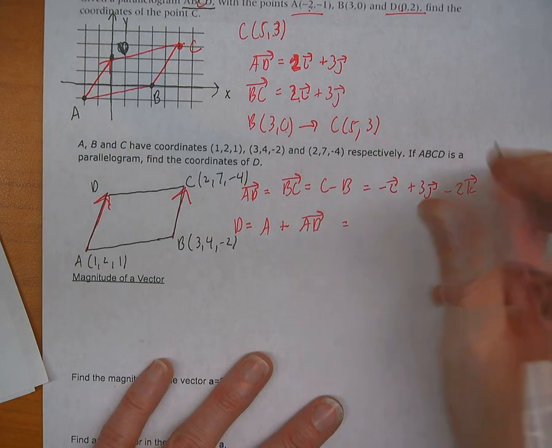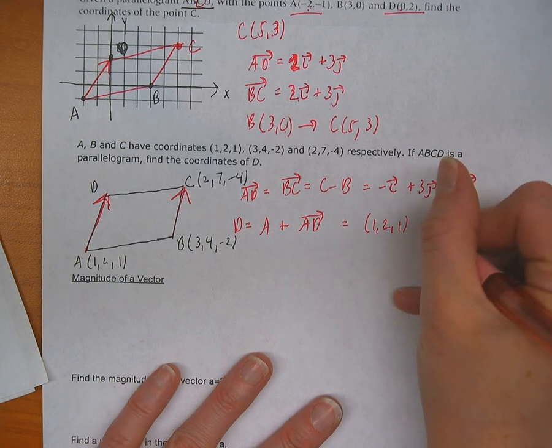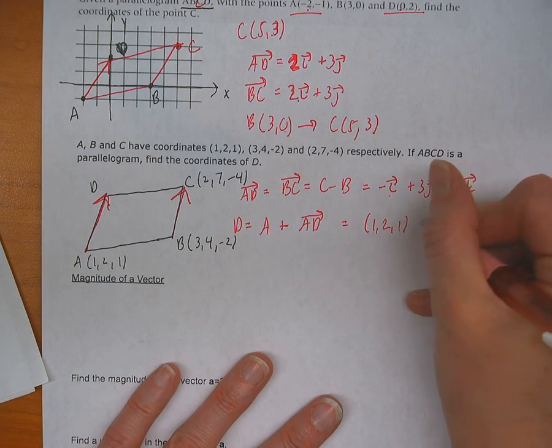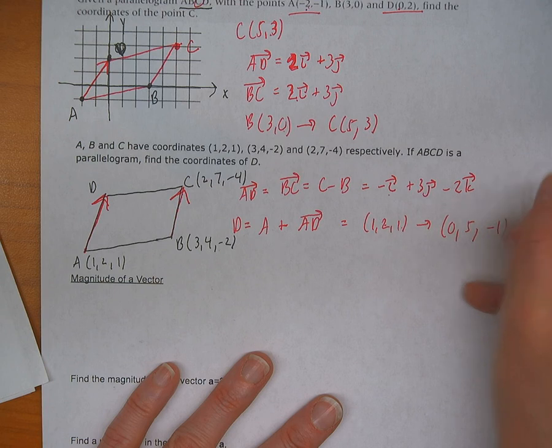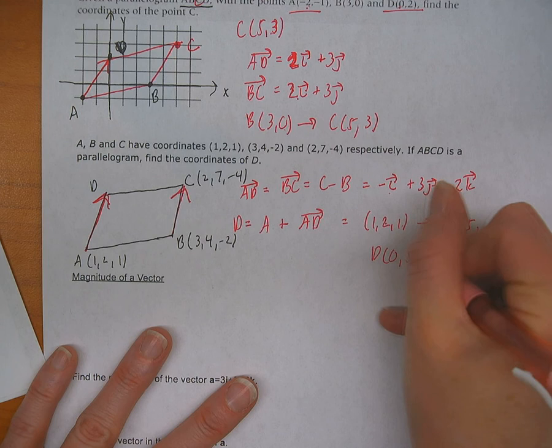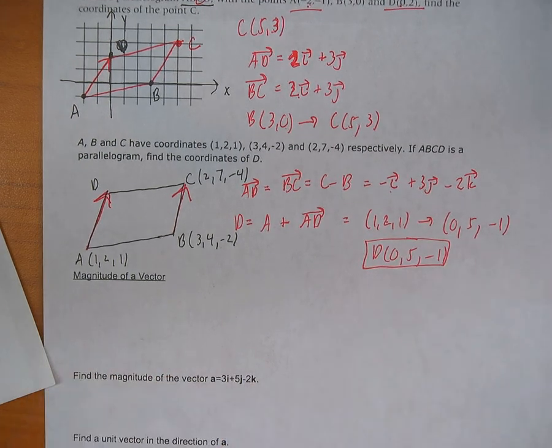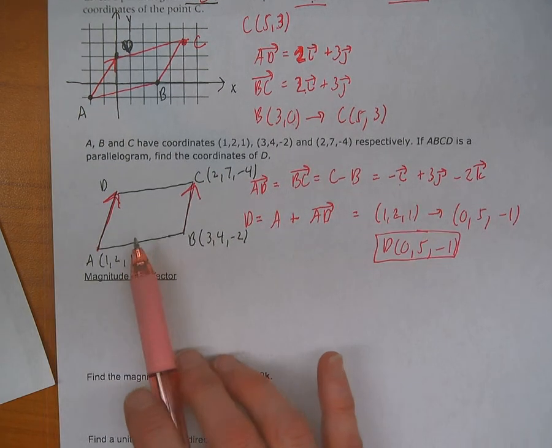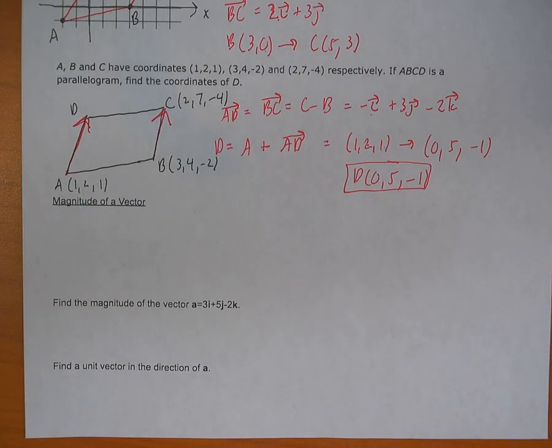So let's see what we've got. We've got 1 comma 2 comma 1. And then I'm going to subtract 1, so I'll get 0. I'm going to add 3, so I'll get 5. And I'm going to subtract 2, so I'll get negative 1. So that means that D is at 0, comma 5, comma negative 1. So even when you don't have a physical graph, you can still draw yourself a diagram that will be helpful, and then use the properties of vectors to figure out what's missing.